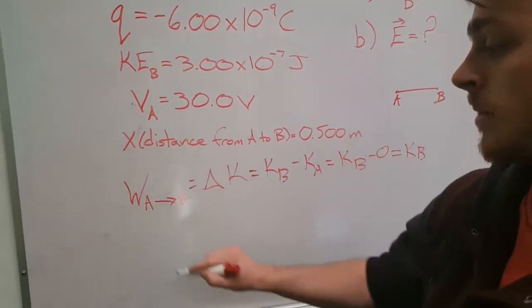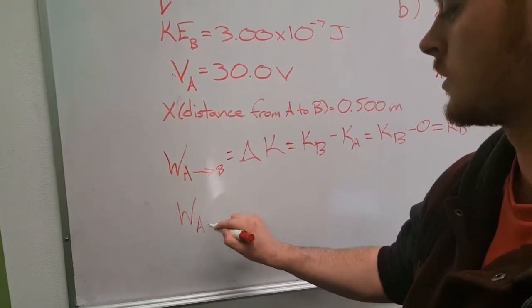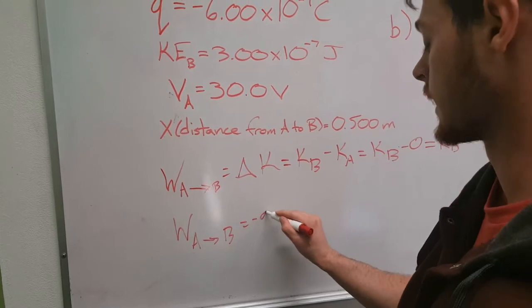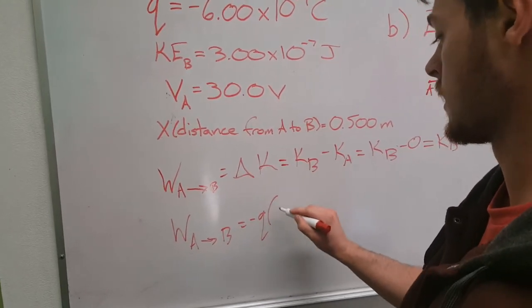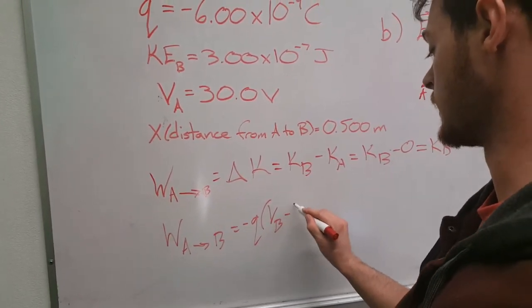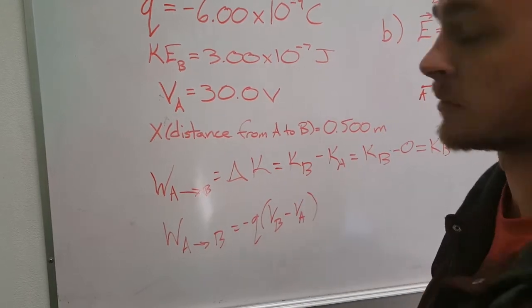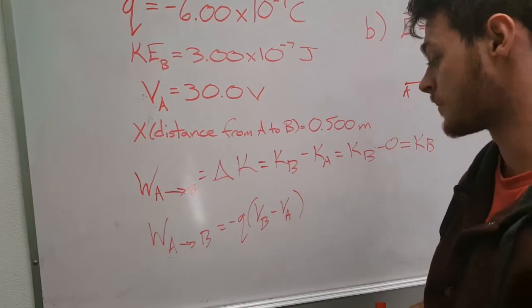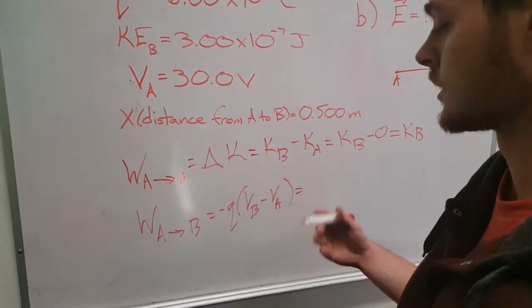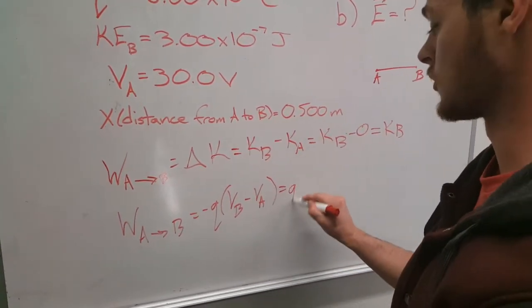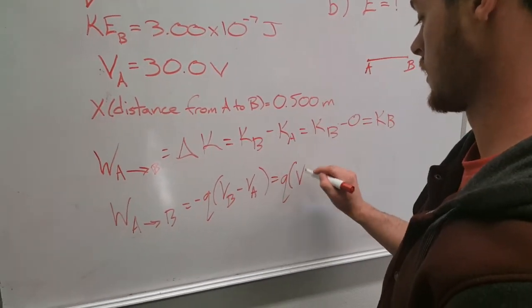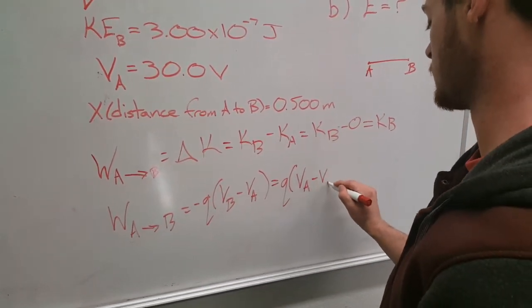We can also say that the work to move the particle from A to B is equal to negative Q times VB minus VA, where VB is the voltage at point B and VA is the voltage at point A. Now we can rearrange this to make it more useful by multiplying through by negative 1, which gives us Q times VA minus VB.